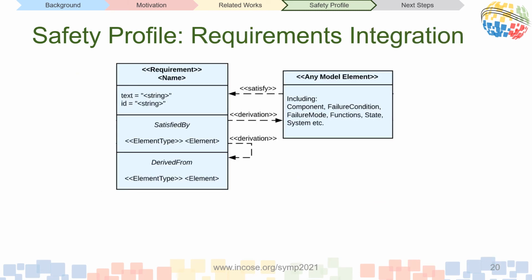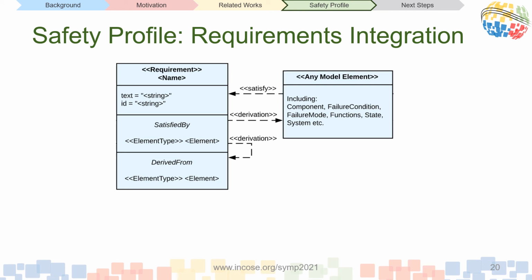Now, to address the final objective of tracing requirements to safety elements, the proposed profile extension also introduces a direct connection between safety requirements and model elements. Here, the satisfied link can be created between a safety requirement and any model element, since there are many ways in which a requirement can be satisfied. For example, it could be by simply adding a component to the design. It could be by proving that a failure mode has a certain failure effect, or just by specifying if a failure condition has a certain classification.